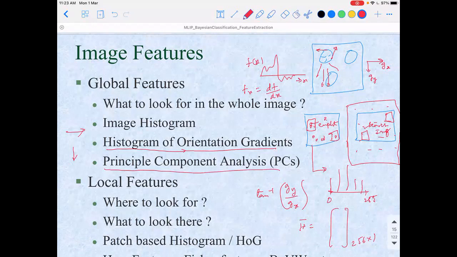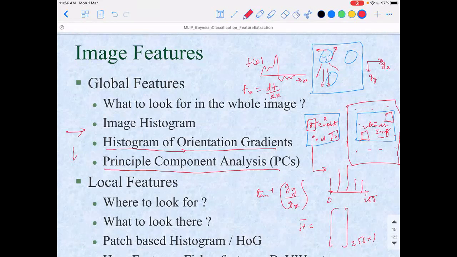This is also a very important feature that we can extract from images or even from signals. It essentially comes from the covariance matrix of the data, and the spread of the covariance matrix can be easily captured through these principal components, and this gives us good information about the data as a whole. We'll see that later.